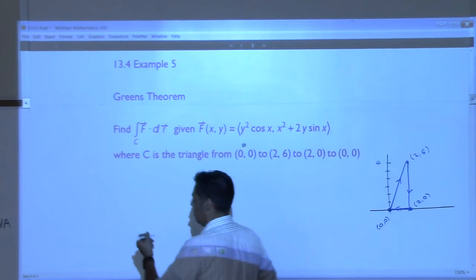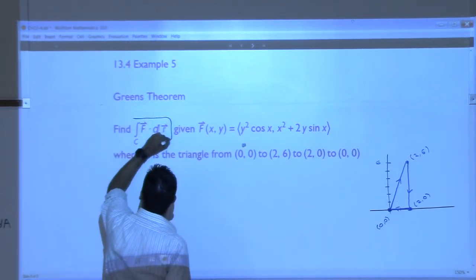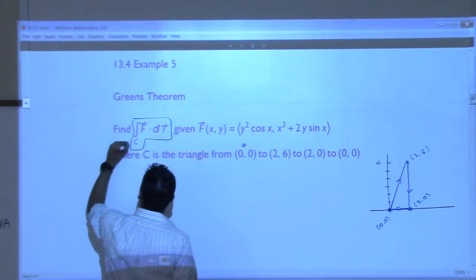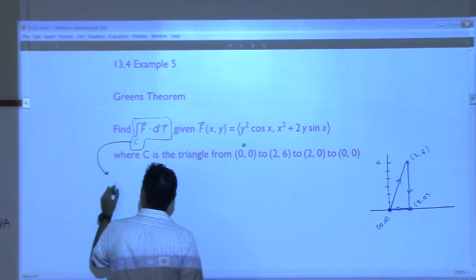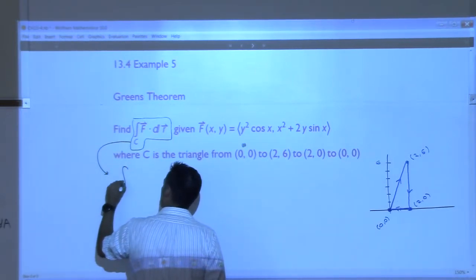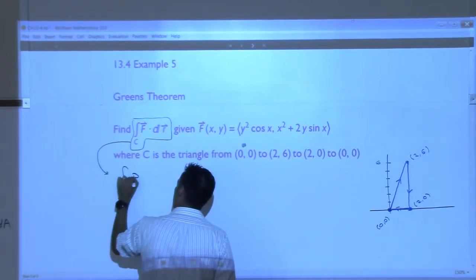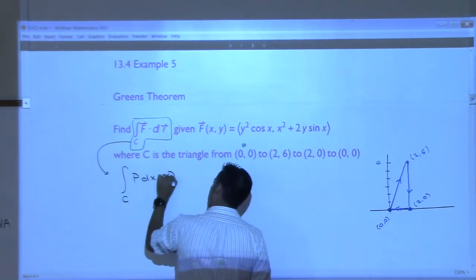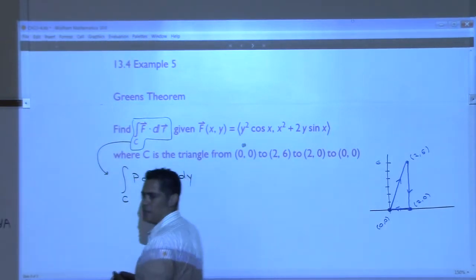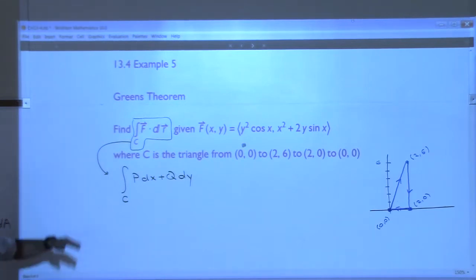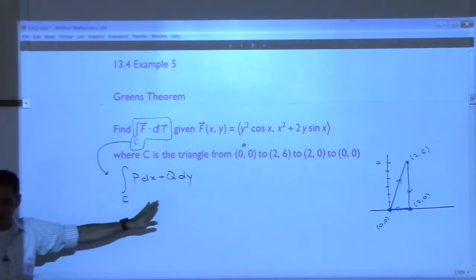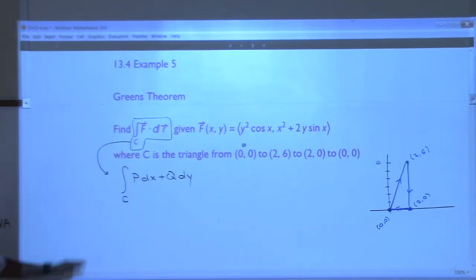Now remember, this is actually the line integral along C of p dx plus q dy, right? That's the same thing written out of vector notation into our scalar notation. But this is Green's theorem if it's a closed curve, which it is, right? It's a closed curve.